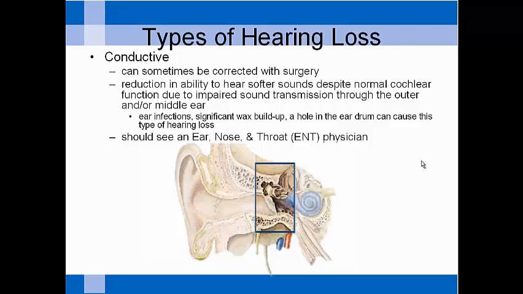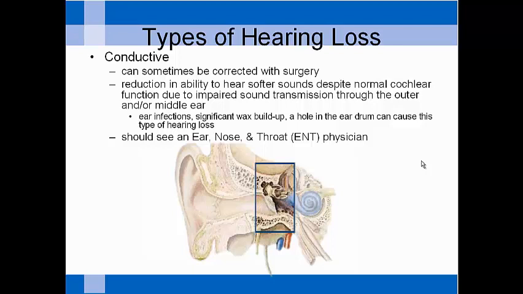Okay, the second type of hearing loss is called a conductive hearing loss. This type of hearing loss can sometimes be corrected with surgery. This type of hearing loss is the reduction in the ability to hear softer sounds even though the inner ear is working normally. And usually this is because of the eardrum or those 3 small bones, something's going on with that part of the ear so that it's not able to get that sound down to the inner ear correctly or to be loud enough for it.